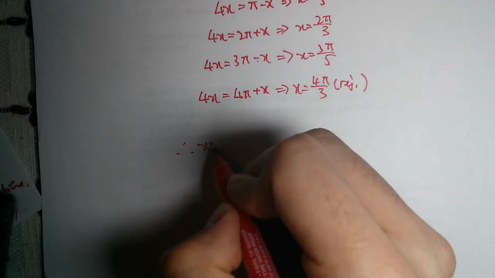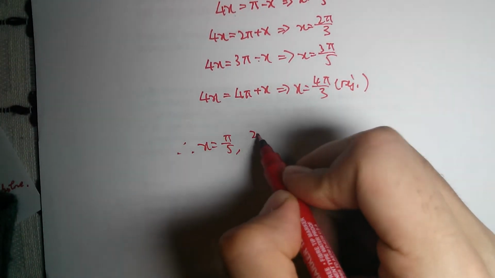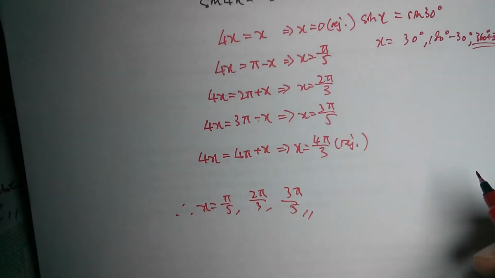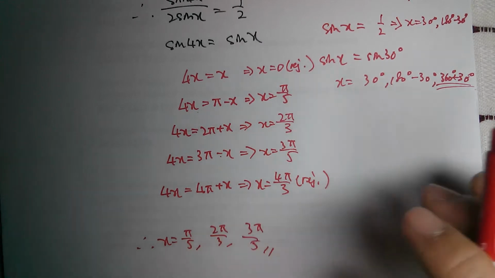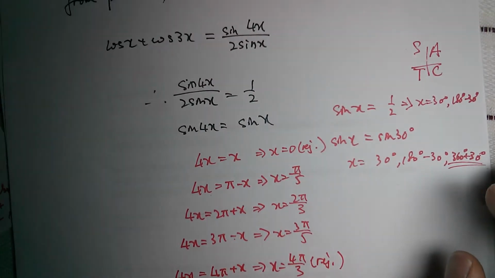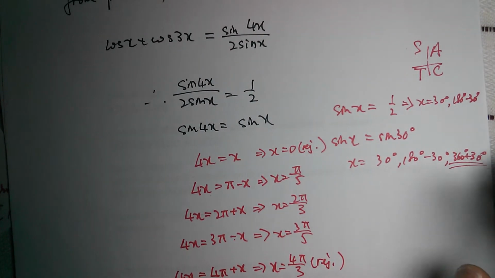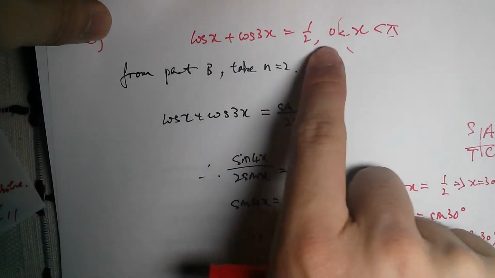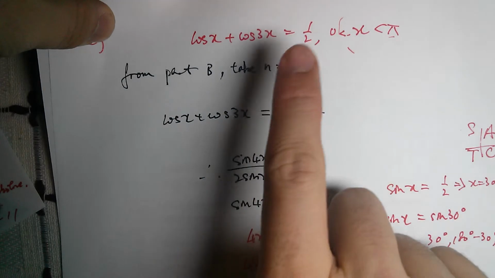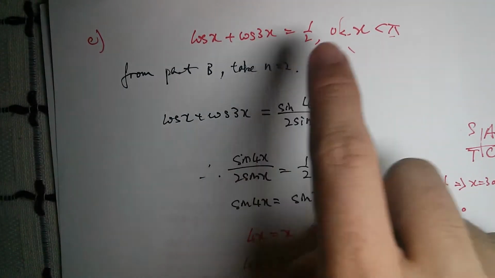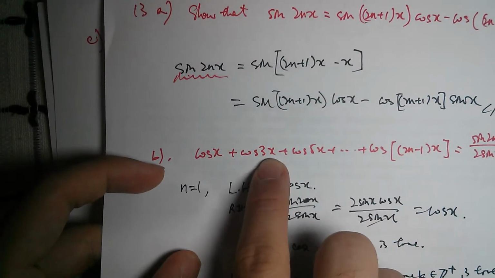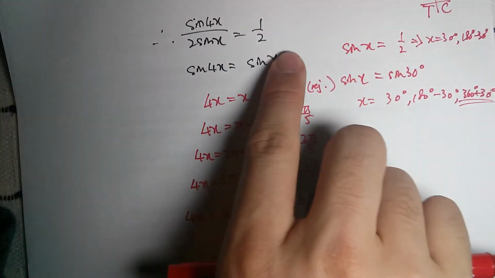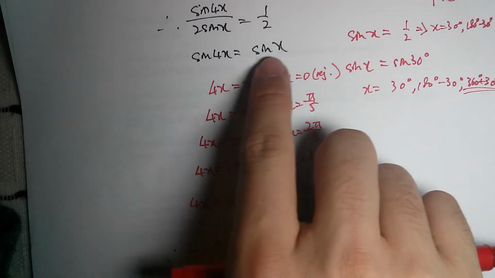Therefore, all the solutions are just pi over 5, 2 pi over 5, and 3 pi over 5. That's it. So, I don't think part C is really too tricky. I think it's handleable if you know the trick. So there are 2 tricks. First, how do you use the induction part? You actually just take n equal to 2, and you take the first 2 terms. It's the same as taking n to be 2. After you do it, you can relatively easily get this, sin 4x equal to sin x.